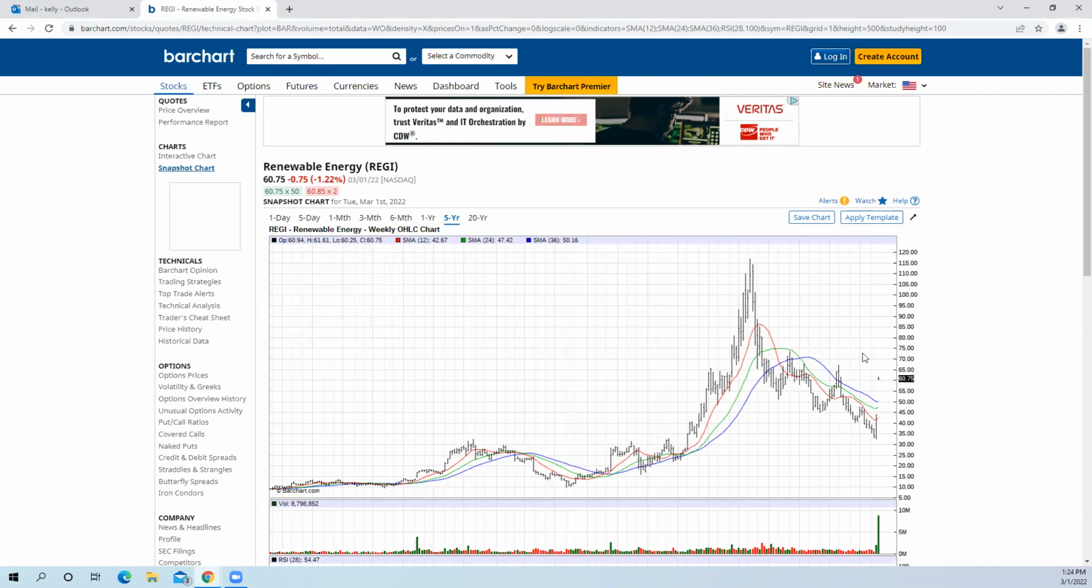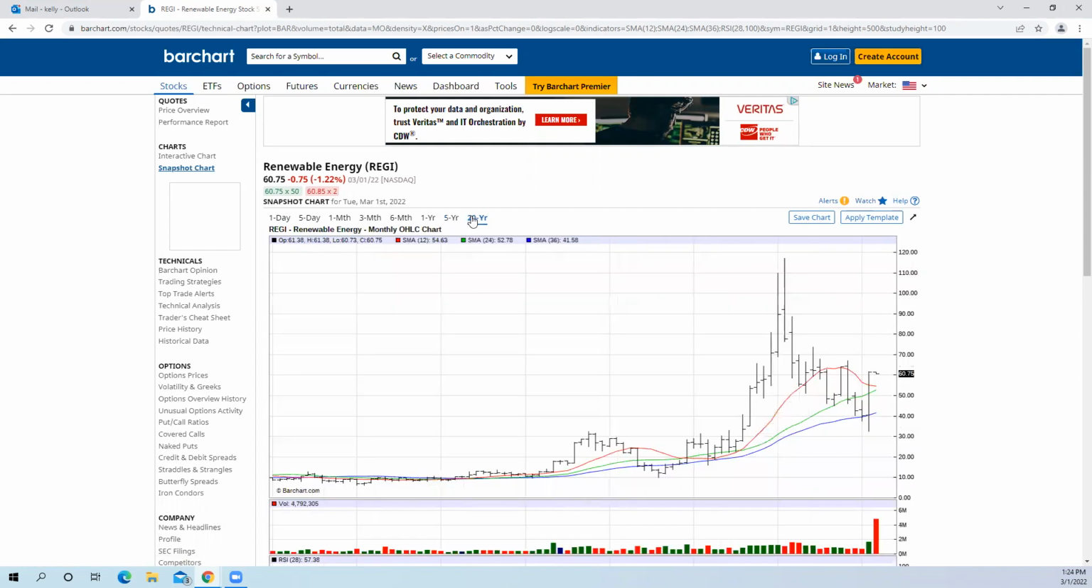But what does that mean, though? Let's see if there's anything we can see. Is it a long-term company? No, not really. So basically, it's gotten up here to 60, which is a former high up here, right around 67.